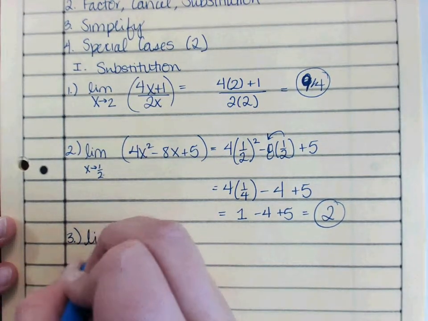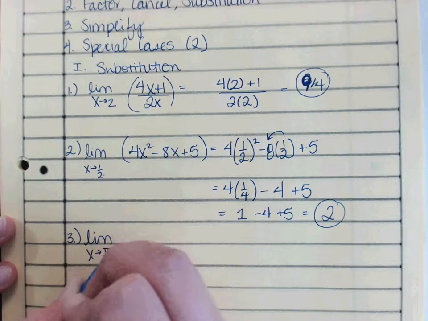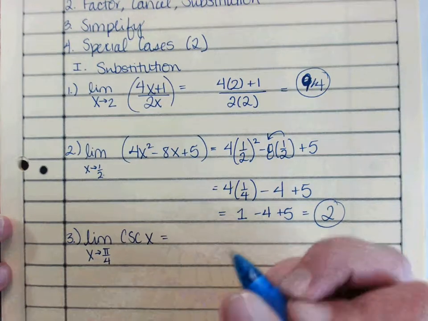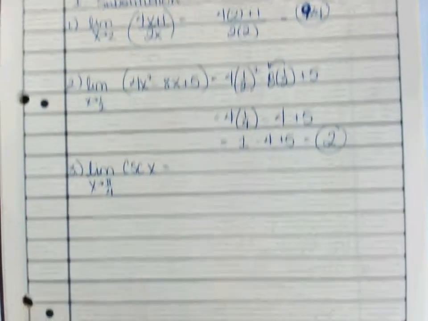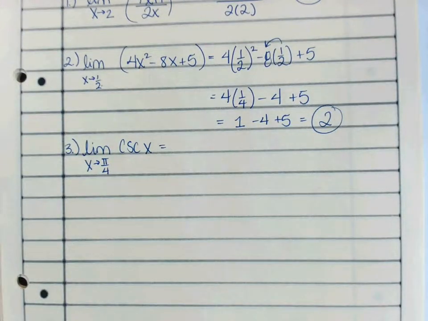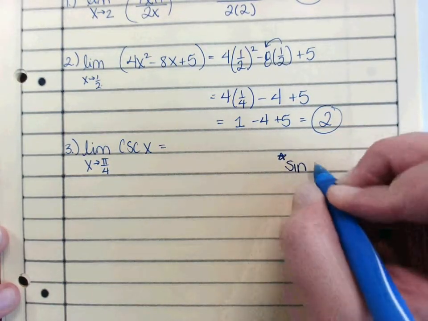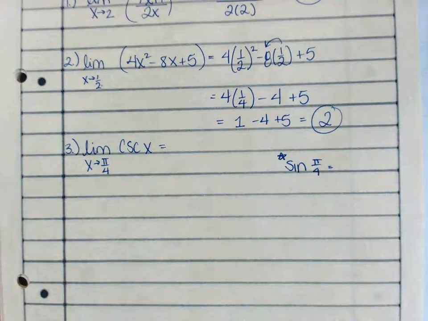Okay, next one. X approaching pi fourths of cosecant x. Okay, so a little bit of trig coming back. So cosecant is whose partner? Cosecant goes with sine, so find the sine of pi fourths. And then remember, cosecant is that flipped. Okay, so I'm going to write over here the sine of pi fourths. Okay, so pi fourths is your middle finger. Center your fingers that go down, so you have 2 of them, so it's root 2 over 2.